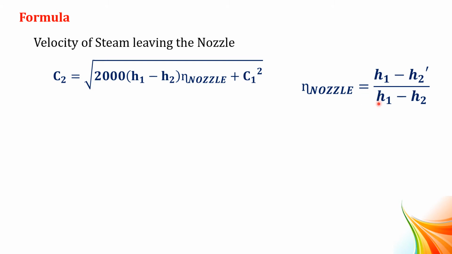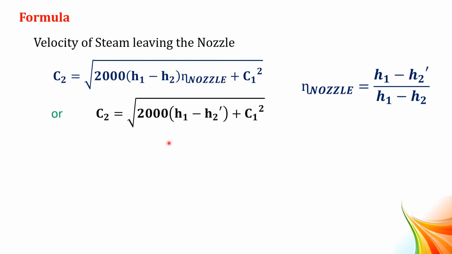So from this equation, we cross multiply, (H1 minus H2) into eta nozzle equal to H1 minus H2 dash. So replacing this term by this term, we get C2 equal to square root of 2000 into (H1 minus H2 dash) plus C1 square. Here H2 dash is the specific enthalpy of steam actually leaving the nozzle, and C1 is the initial velocity.